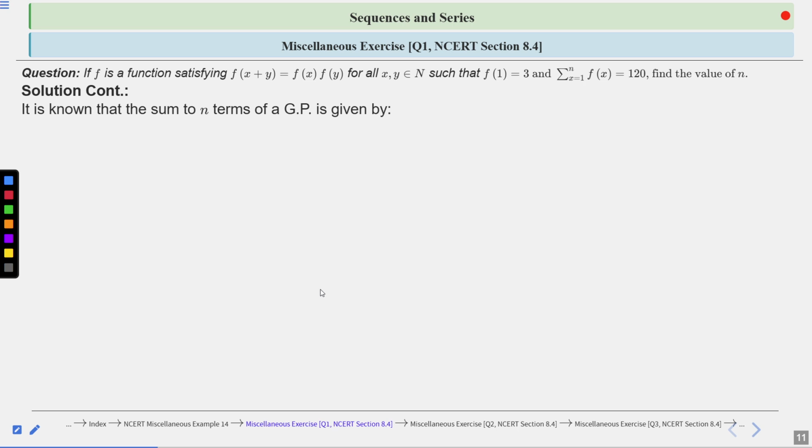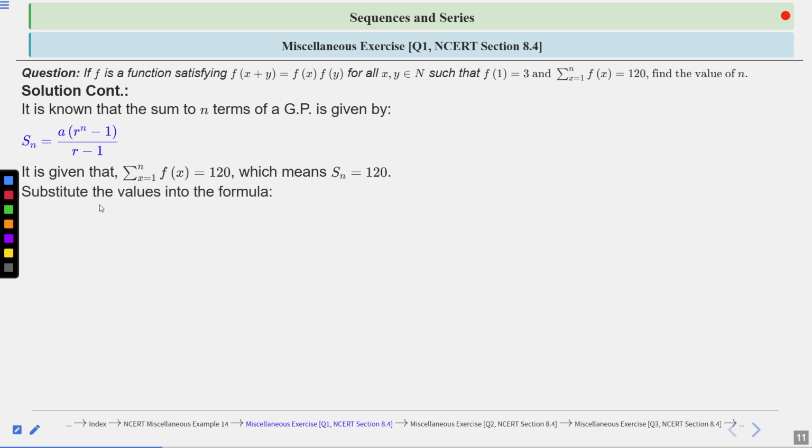It is known that the sum of n terms of a geometric progression is given by Sn. We know that the sum of n terms of a geometric progression, denoted by Sn, equals a times (r power n minus 1) divided by (r minus 1), where a is the first term and r is the common ratio. It is given that the summation of f of x for x equal to 1 to n is 120, which means Sn equals 120, because we need to find the value of n.